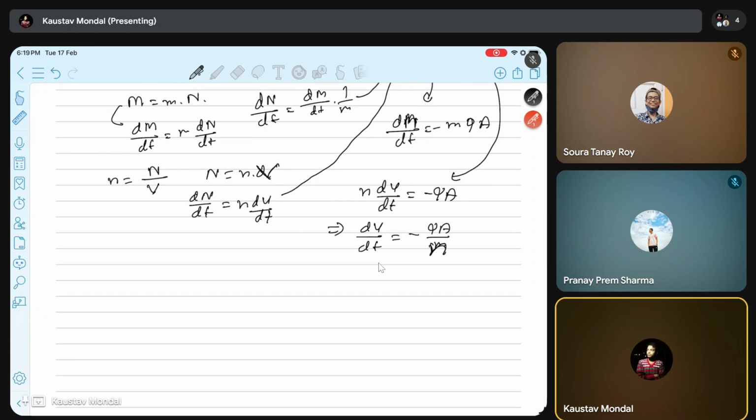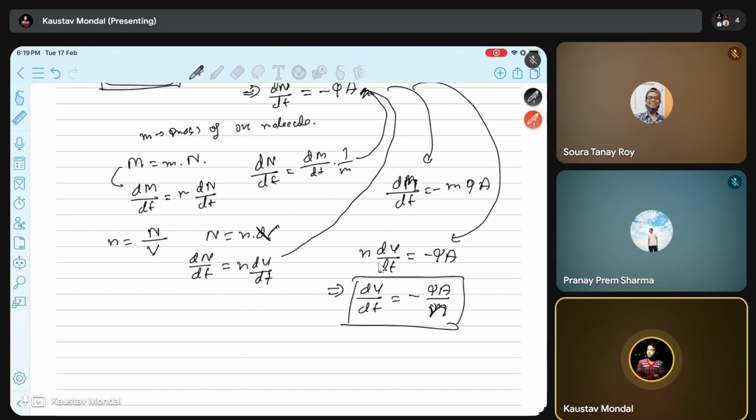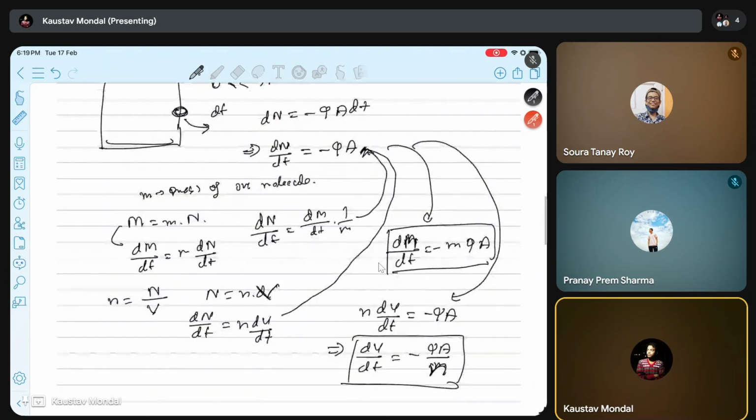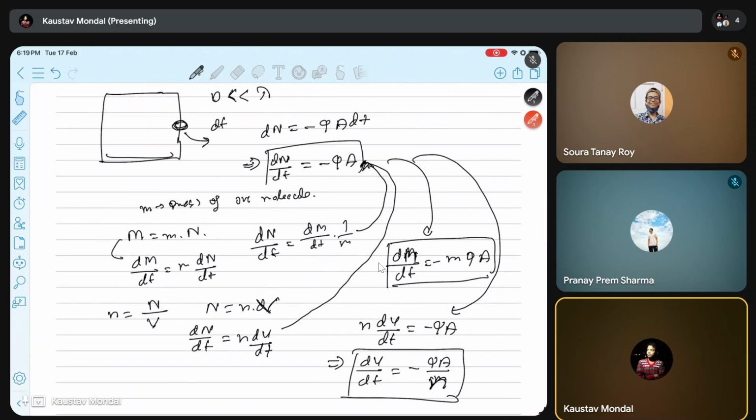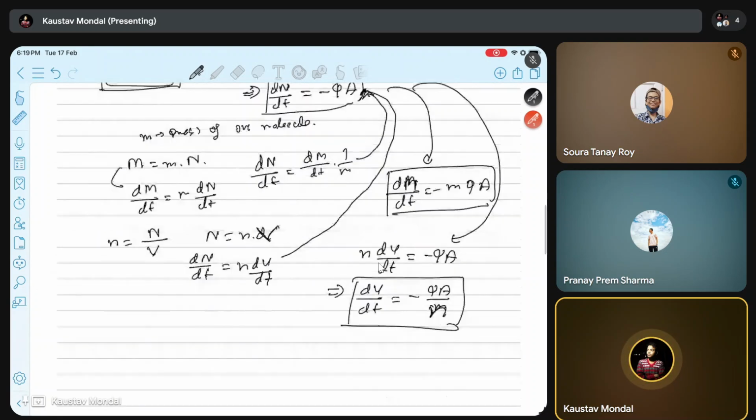So these are two important formulas for the question. You have to use either of these three formulas: this one is in terms of n, this is in terms of m, and this is in terms of v.